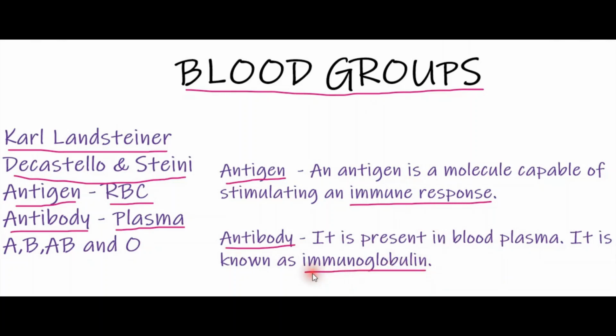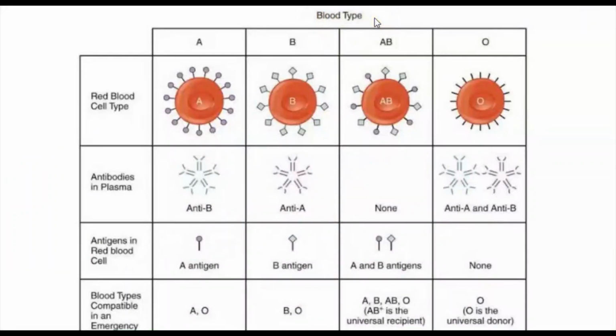So based on the presence or absence of antigens and antibodies, human blood group is classified into four groups. They are A, B, AB and O. An individual has any one of the four blood groups. Blood type.